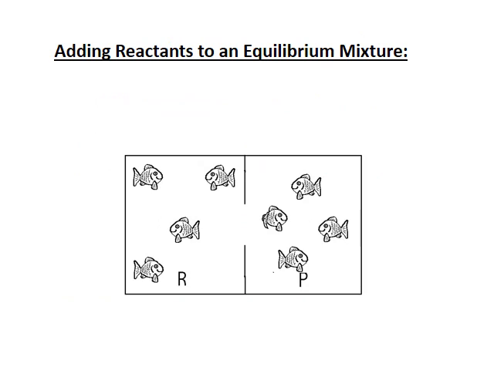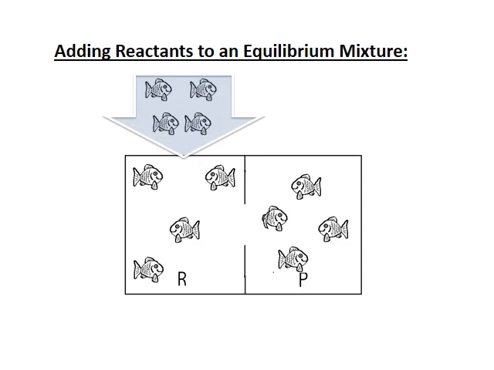More often than not, what we're doing is considering what things will affect our mixture. So let's take a look at what's going to happen if I add fish to the reactant side. I end up with too many fish on the reactant side, so some of them are going to shift over to the product side, and I'm going to reestablish my equilibrium.